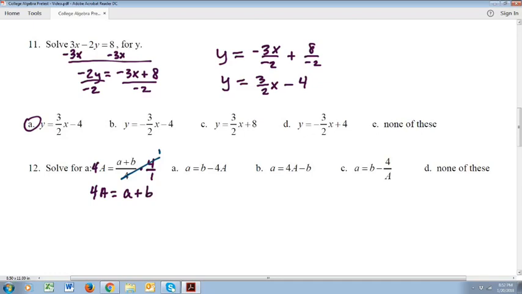And so we're almost there. I need to get rid of this b, because I'm trying to get a by itself. And so we're going to end up with 4a minus b is equal to little a. And if you want, you could change the order, put the a on the other side. In any case, your answer is B. All right, let's move on.